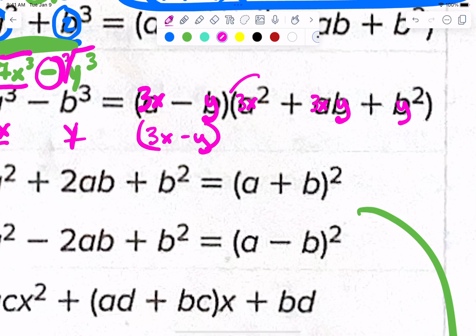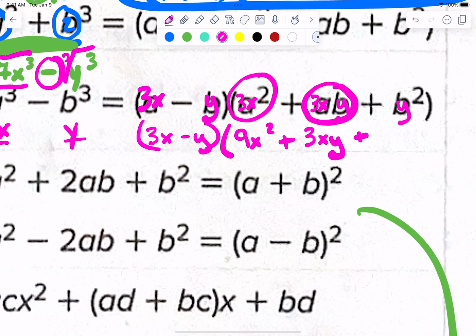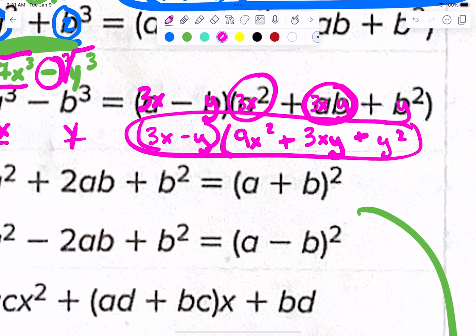What do you get if you take 3x and square it? 3x squared means 3x times 3x. 9x squared. Does that make sense? Okay. Then what happens if you take 3x times y? 3xy plus, what's this become? Y squared. Just y squared. That is how you break them down. That's it. That is a difference of cubes.